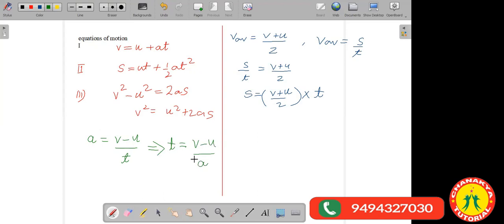Everyone getting what we have done? Yes, sir. This is the formula of acceleration, where we know acceleration equals V minus U by T. And here we transpose this T to the other side and bring A to the right hand side. You get time equals V minus U by A.